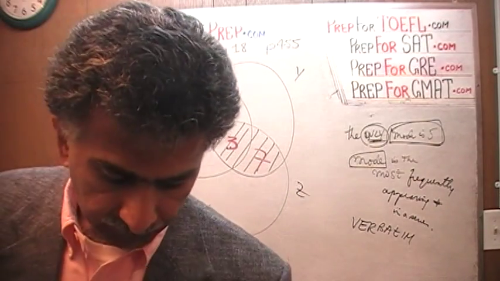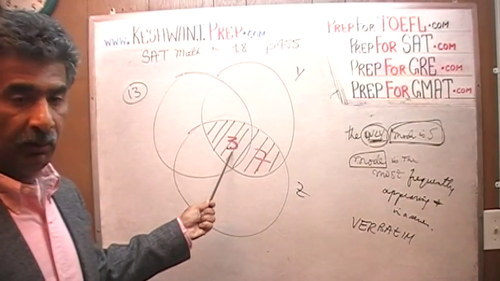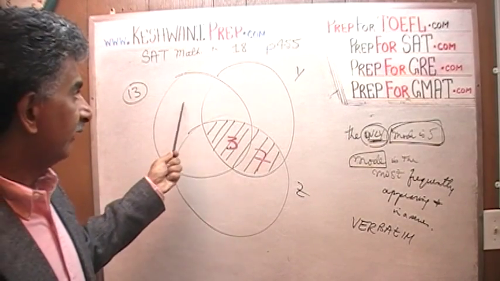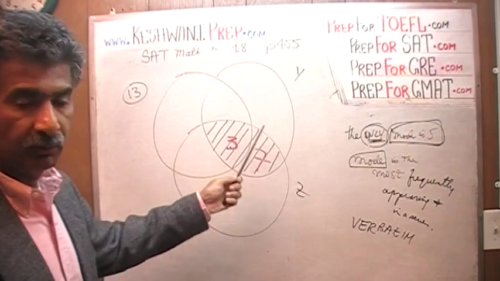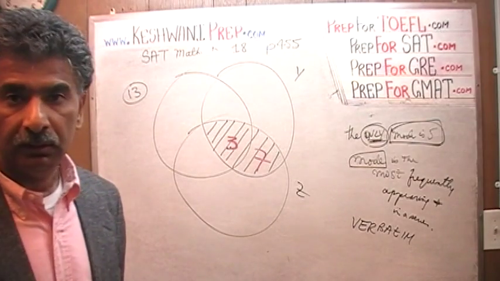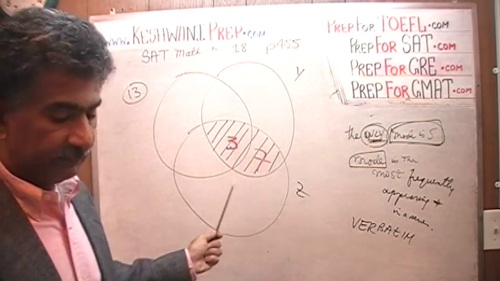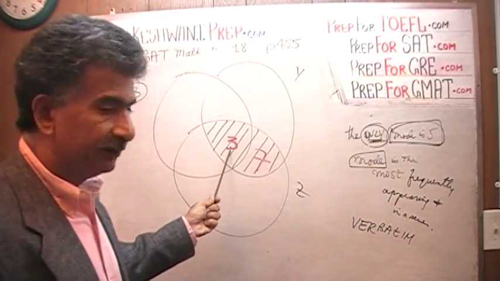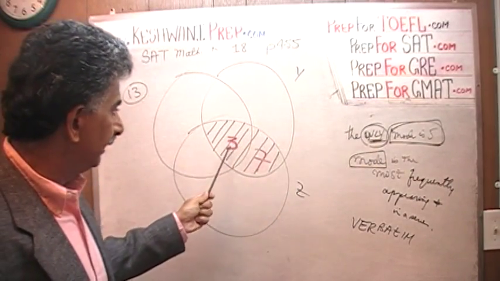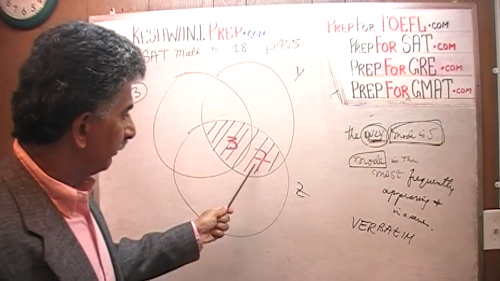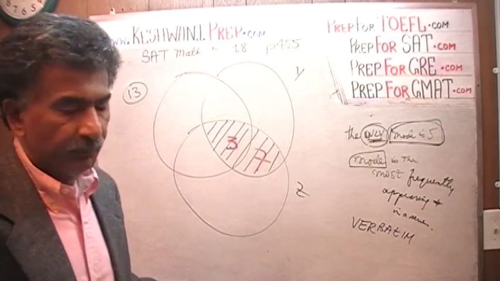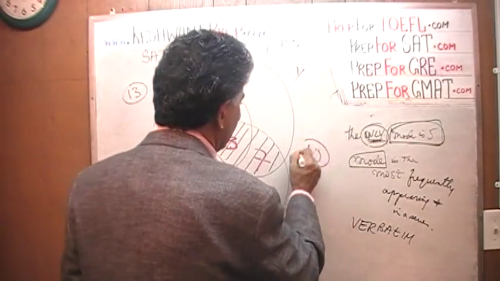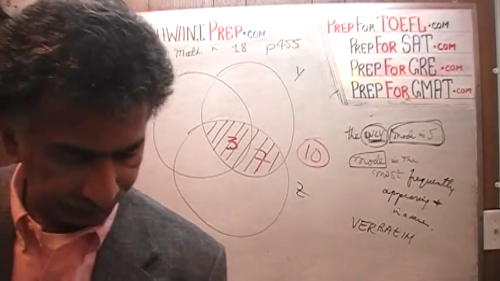The fact that this 3 belongs to set X, Y, and Z, the intersection of all three areas, is not the point here. The point is, these 3 people belong to set Y, and they belong to set Z. These 7 people also belong to Z, and they belong to Y. Therefore, there are 10 people that belong to Y and Z. That's it. We are done.